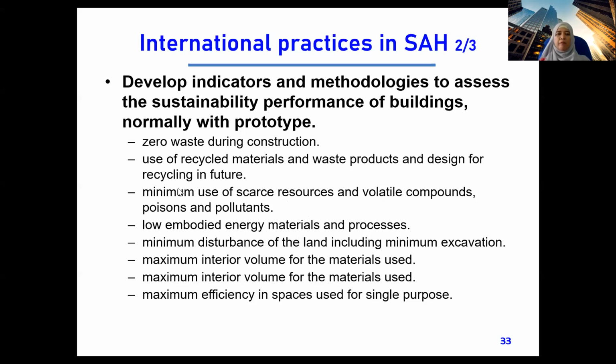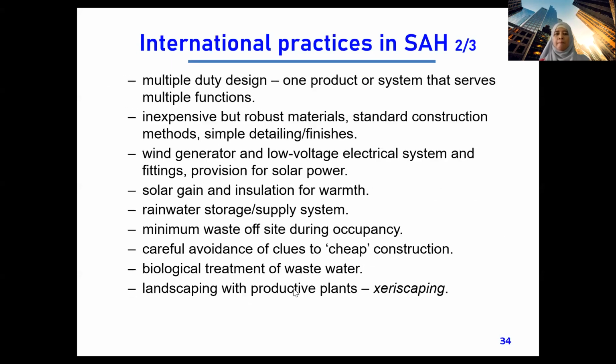So an example for this one, guys. If the sustainable house prototype is built using something that has poison, for instance asbestos, it will bring down the mark for this particular indicator. Instead of getting 10, now it's 5, for instance. Low embodied energy, materials and processes, minimum disturbance of the land, including maximum excavation. So all these will be assigned marks. You can read on your own later on.